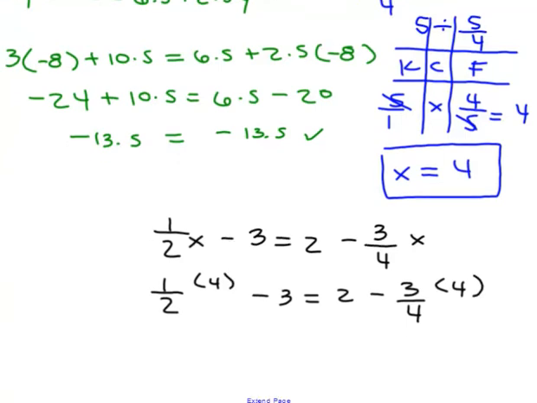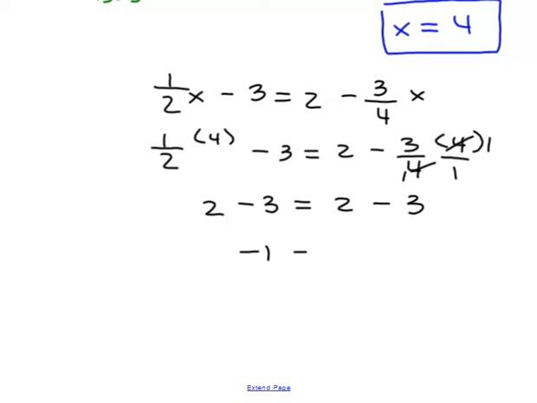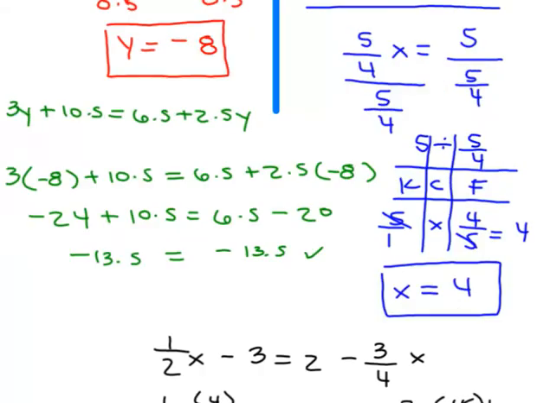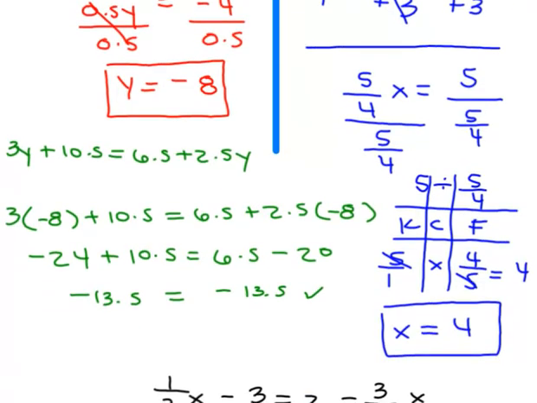All right. So 1/2 times 4. Well, what's 1/2 of 4? 2 minus 3 equals 2. All right. Now, negative 3/4 times 4. Well, put that over 1. Cross cancel. Those become 1s. Negative 3. Not bad. 2 minus 3 is negative 1. It checks out. So our answer there was x equals 4.